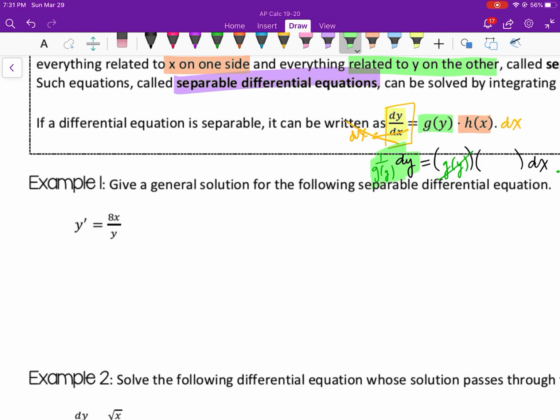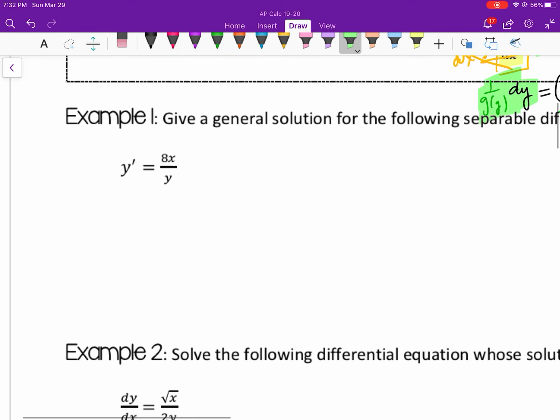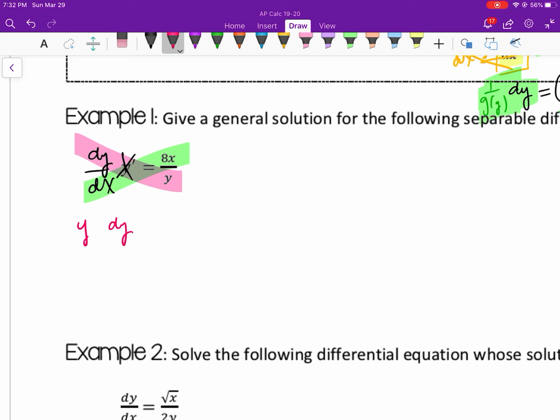So in example 1, moving right along, we want to give a general solution for the following separable differential equation. Well, first of all, they gave us y prime, which is no good to us at this moment in time. We want it to be dy over dx. And now, if you'll notice, we can actually cross multiply. Now you could multiply both sides by y, multiply both sides by dx, but we're just cross multiplying. So then we have y dy is equal to 8x dx.